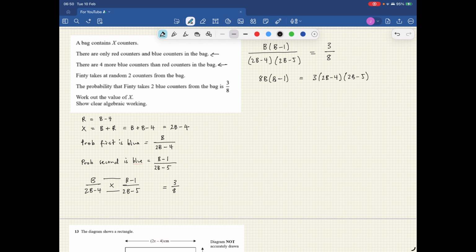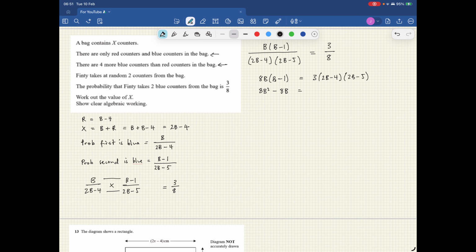And I can multiply all of this out. I can see immediately that here I'm going to be multiplying b times b. So I'm going to end up with a b squared. And I think I'm going to end up with a quadratic. So let's just do that. If you pause the video and multiply out those brackets. Okay, so 8b times b is 8b squared. 8b times minus 1 is minus 8b.